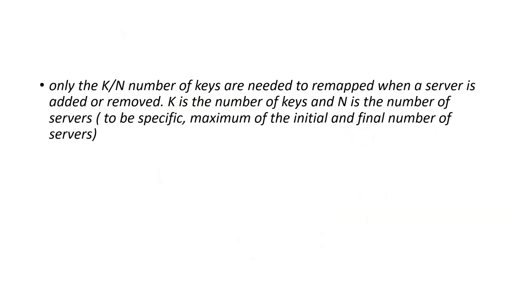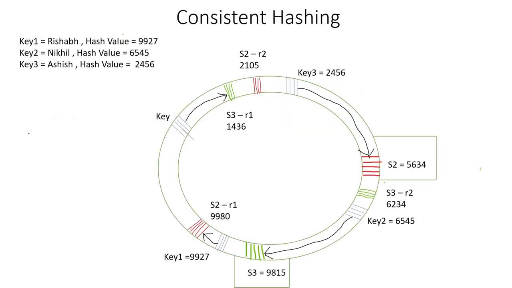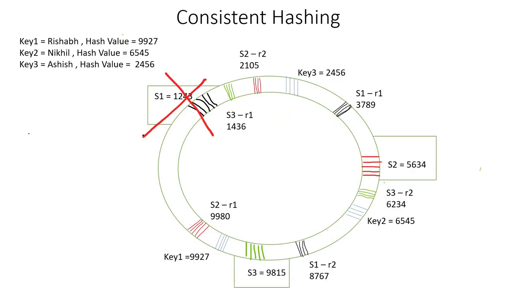So what happens in this case is only k by n number of keys need to be remapped when a server is added or removed. So k basically here is the number of total keys and n is the number of servers. So if we look here, even if server 1 went down, only few keys need to be remapped because we had a replica present here for server 2. And if there was a key present here, then there's another server replica present here. So both of these keys now do not need to go to server 2 here, but one will connect to server 2's replica and another will connect to server 3's replica. So in this way, the keys will get distributed properly.